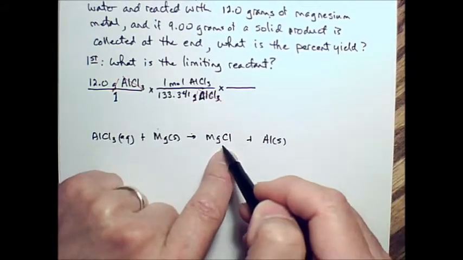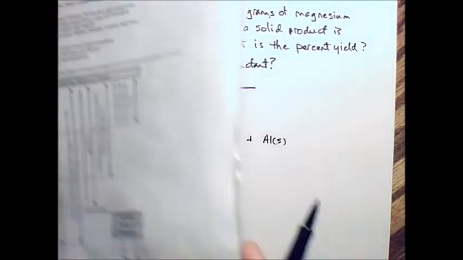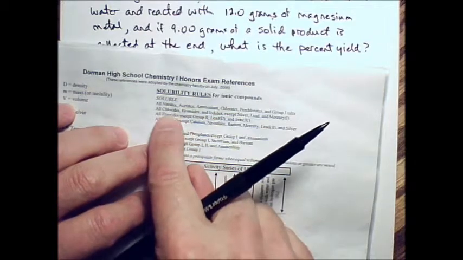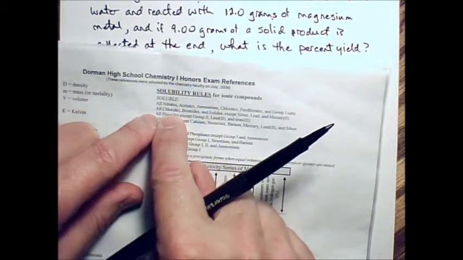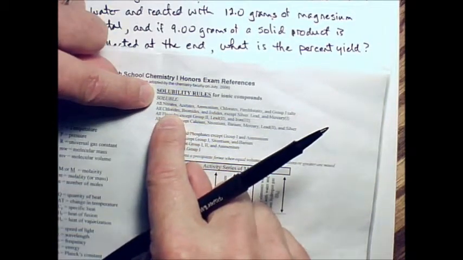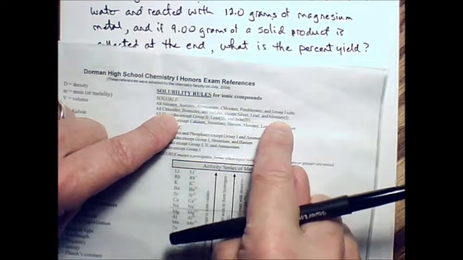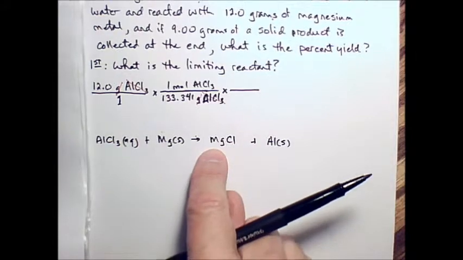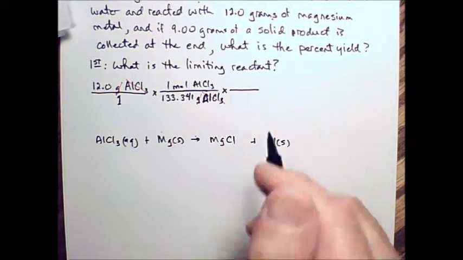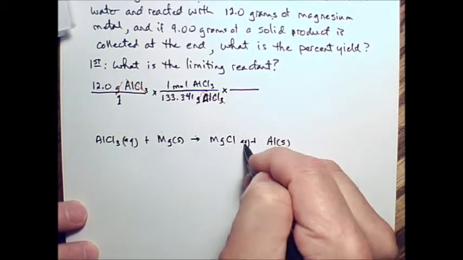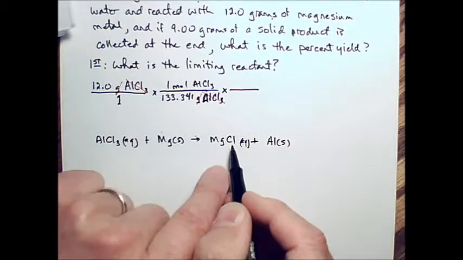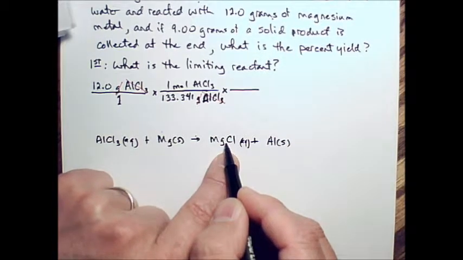so now we know that the solid product in the problem is aluminum. Magnesium chloride, you can check your solubility rules to be sure, but it says here that chlorides are among those compounds that are soluble. There's an exception for silver, lead, and mercury, but this is obviously not silver, lead, or mercury, so this is going to be aqueous.